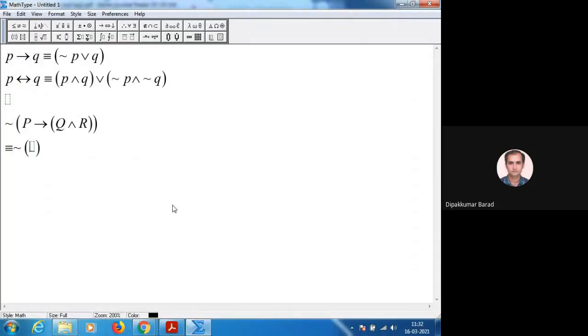So in example number 13, the first one, A, is negation of P implies Q and R. Here we have P implies Q and R, and we have the logical statement that P implies Q is not P or Q. So here I can write not P, and then the connective or, Q. Here Q means capital Q and R, so instead of Q we have this.